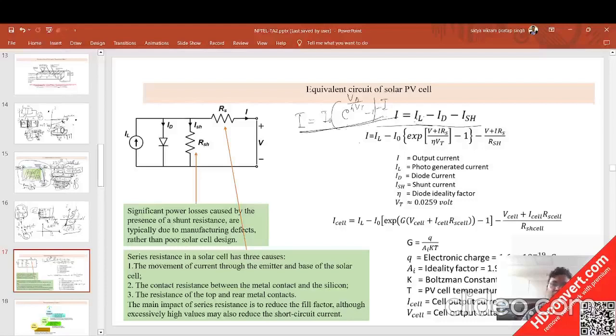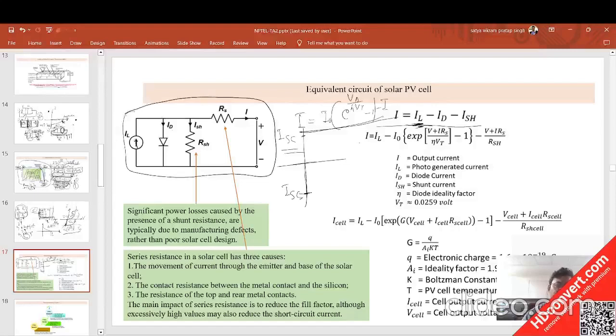Why in the negative fashion? Because we have seen that ISC is below the zero axis, the x-axis, and we intentionally made it above. So IL is coming positive. So this is the equivalent circuit of this solar PV cell.